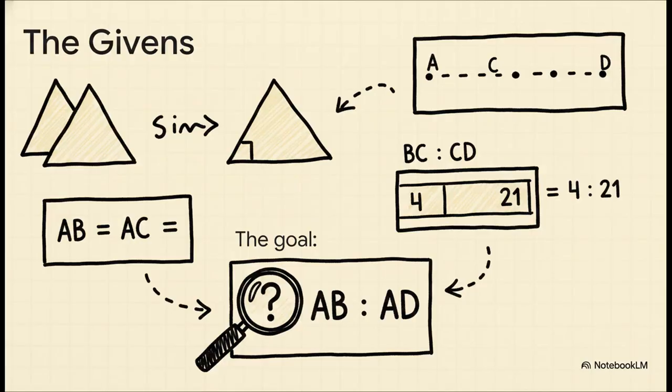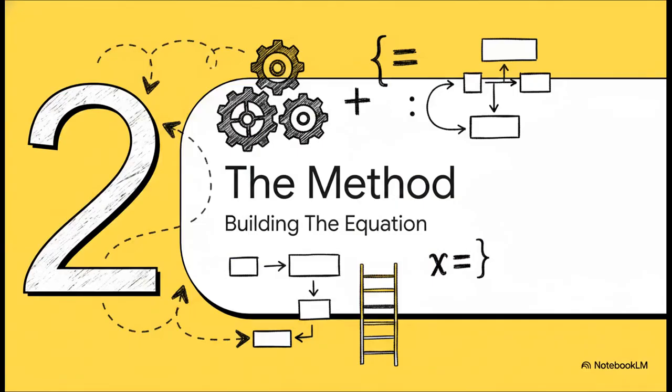All right, here's our toolkit. These are all the givens laid out. We've got two similar isosceles triangles. We're explicitly told that AB equals AC, and that A, C, and D all lie on a straight line. And then there's this really important piece. The ratio of BC to CD is 4:21. We're going to need every single one of these. Okay, got all our ingredients? Good. Now for the method.